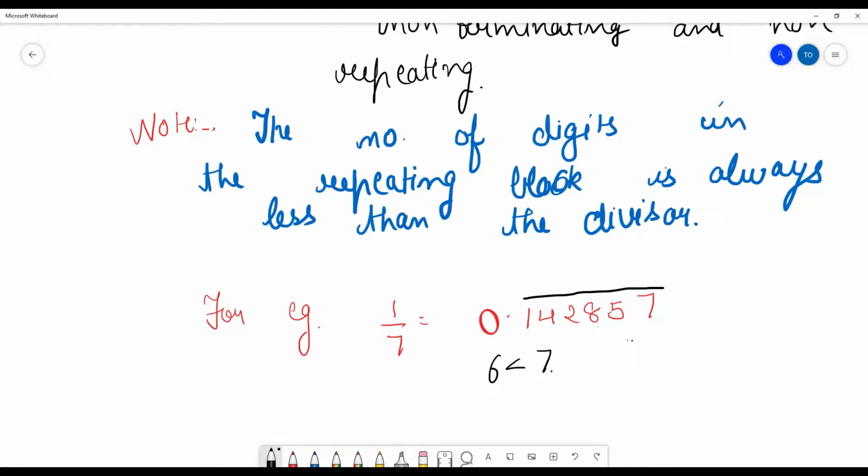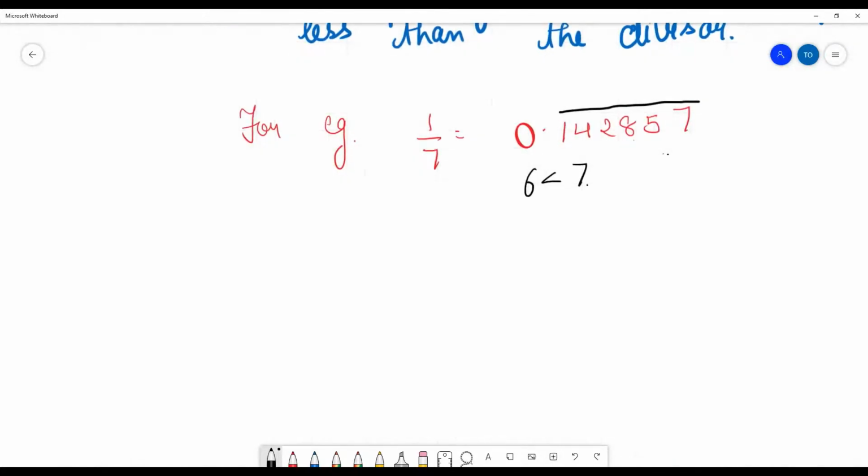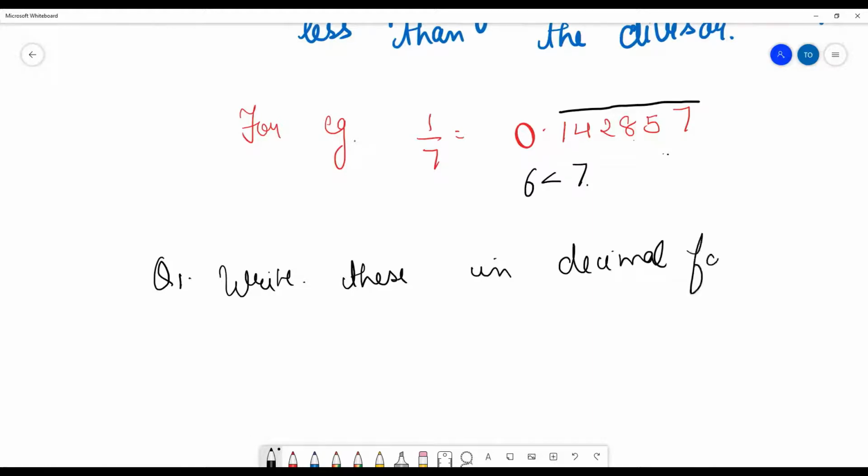We can have more examples of this. Based on these questions, we will have a recap. You have to write these in decimal form and mention the kind of expansion each has.